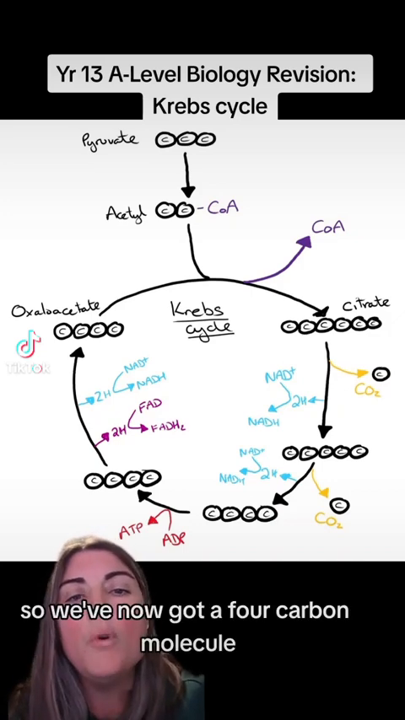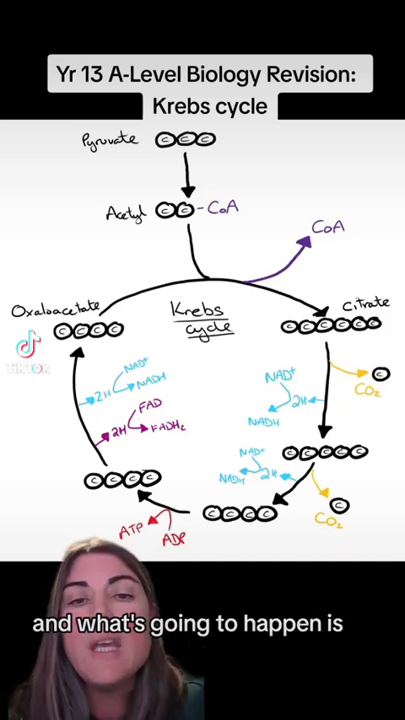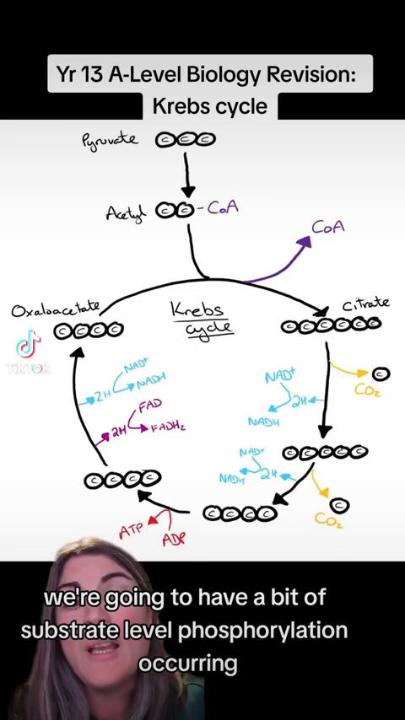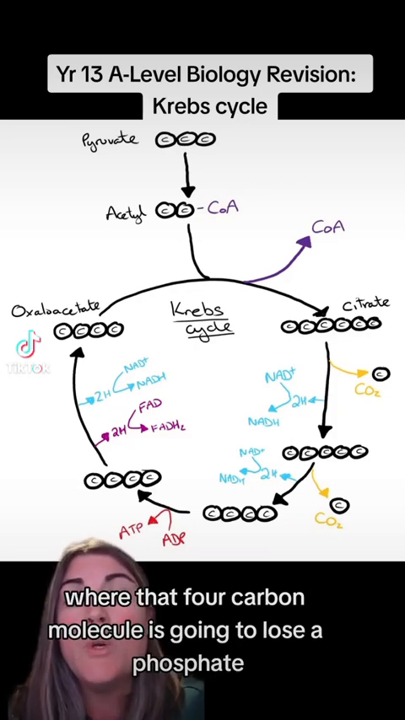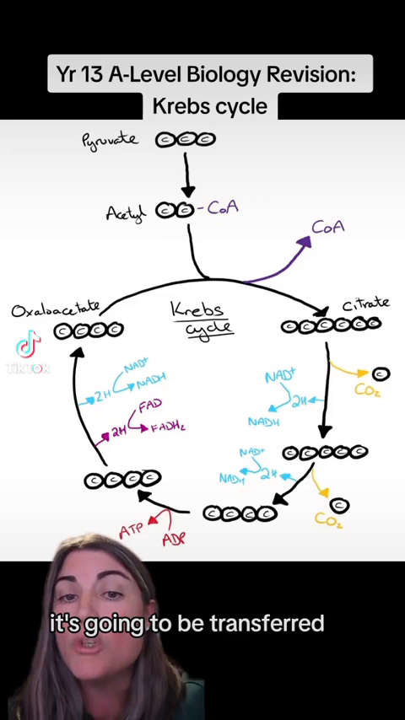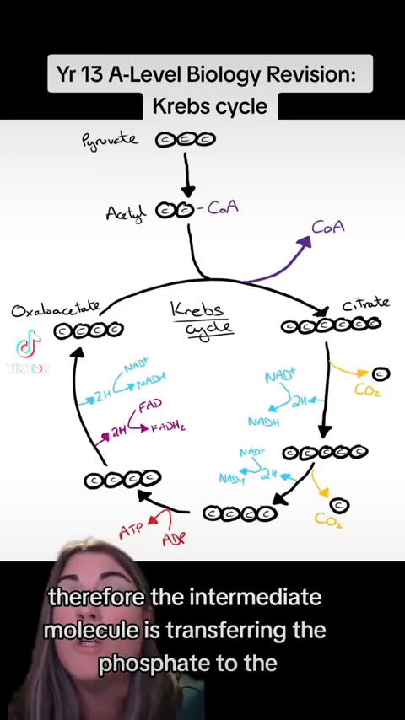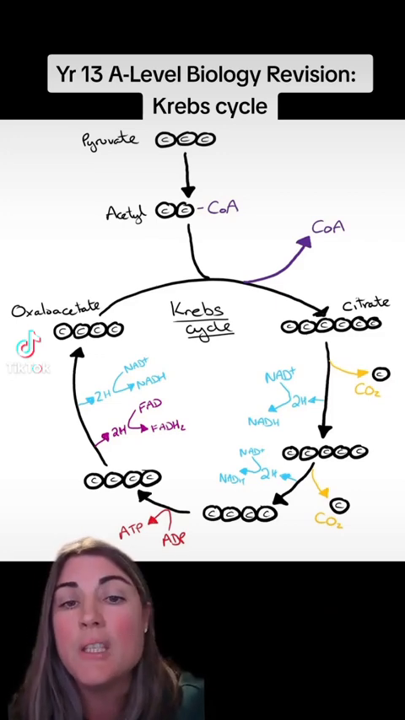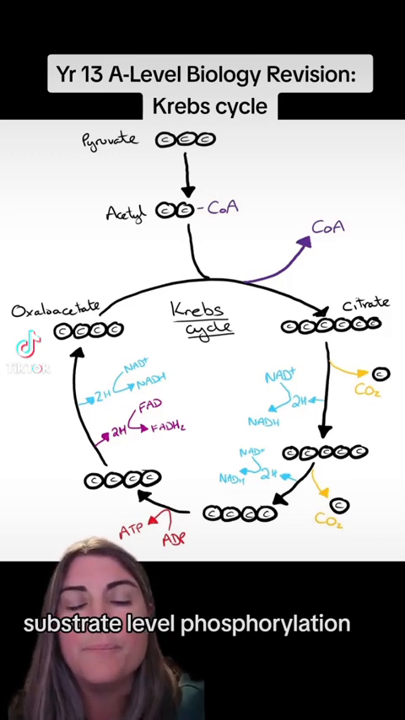So we've now got a 4-carbon molecule, and what's going to happen is we're going to have a bit of substrate level phosphorylation occurring, where that 4-carbon molecule is going to lose a phosphate, and that phosphate is going to be added onto ATP. It's going to be transferred. Therefore, the intermediate molecule is transferring the phosphate to the ATP molecule, substrate level phosphorylation.